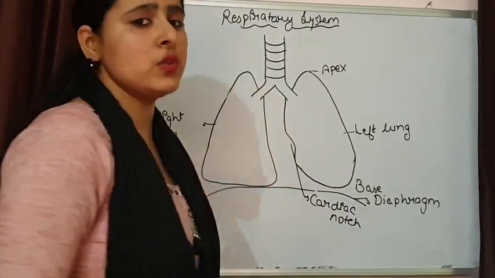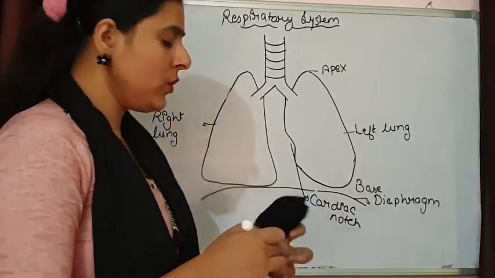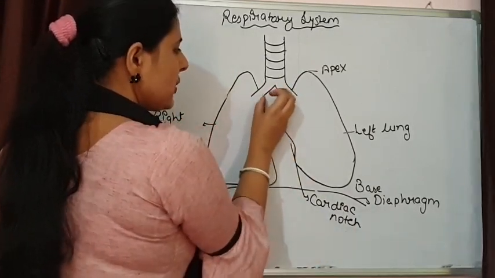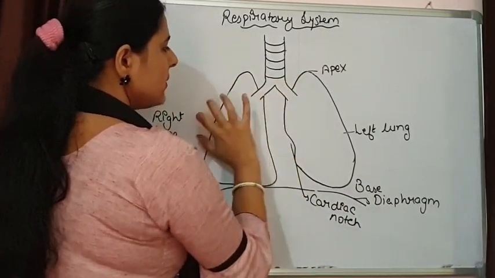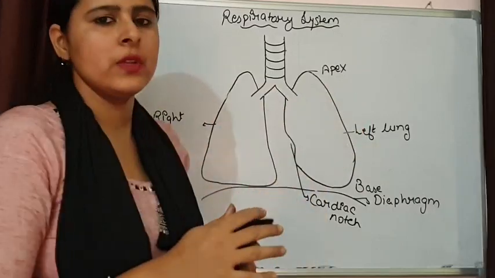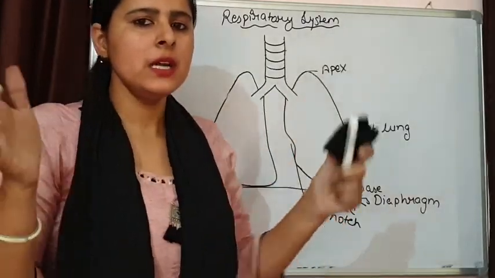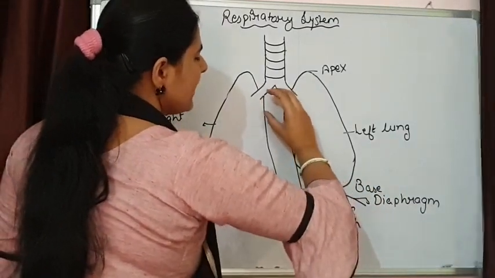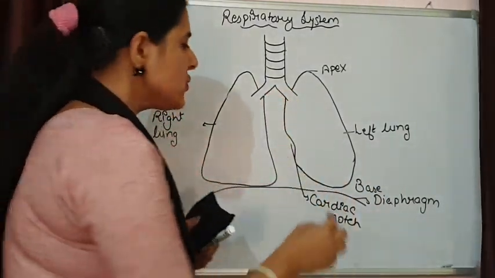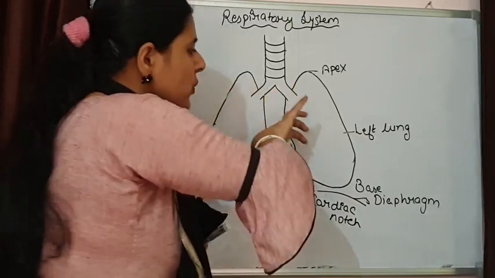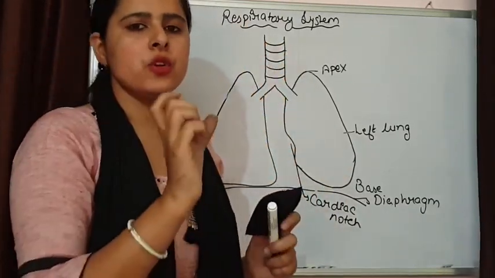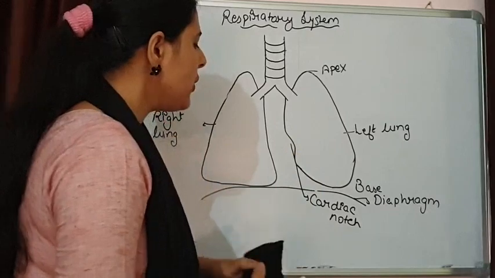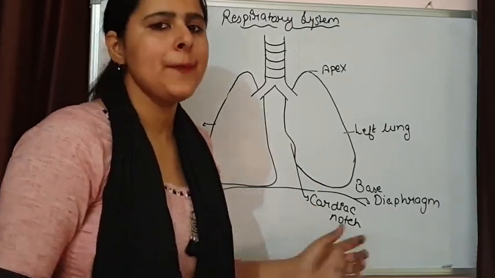Why is this cardiac notch present over here? We know the heart is present in the center, and both sides of the heart are surrounded by the lungs. So the heart is present in the center, but it is somewhat tilted to the left side. So this portion of the lung is going to accommodate the tilted portion of the heart. That's why the cardiac notch is present over here.